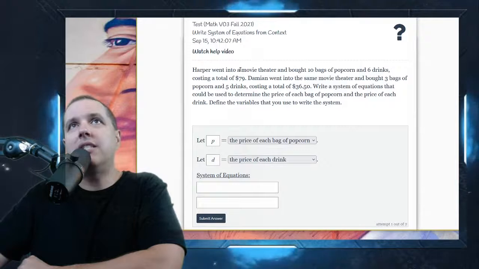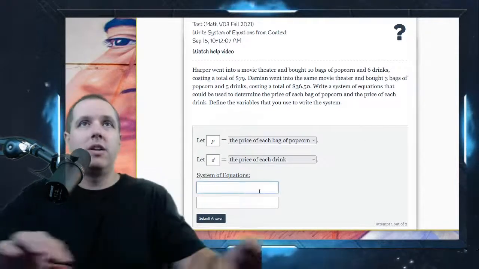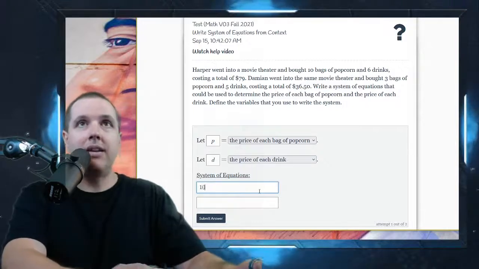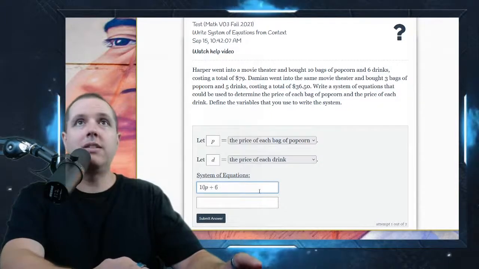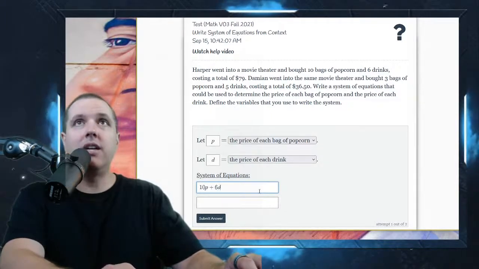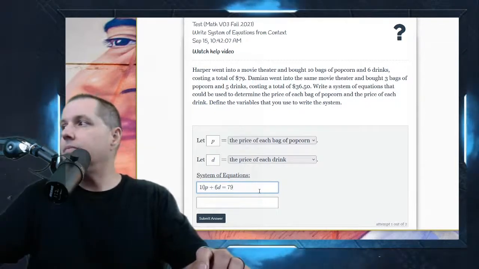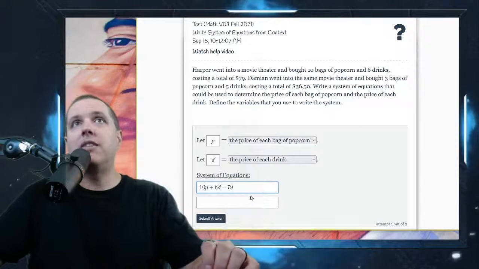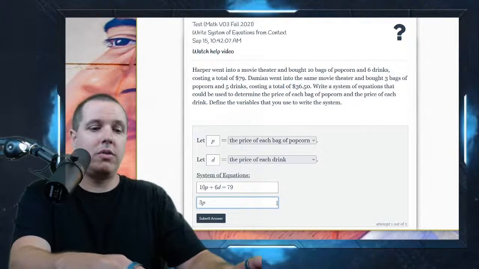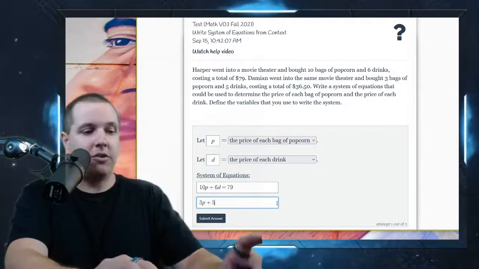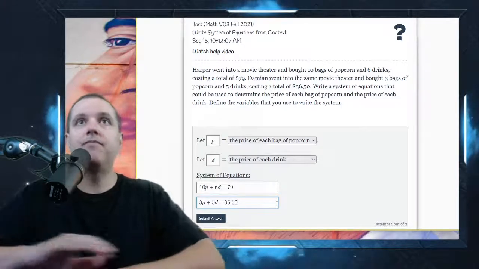Well, let's take the sentence about Harper and see if we can construct an equation from that. So 10 bags times the price of popcorn plus 6 drinks times the price of a drink should equal $79. Now let's do the same exact thing, but for Damien. So 3 bags of popcorn plus 5 drinks. For him, that was a total of $36.50. Right?